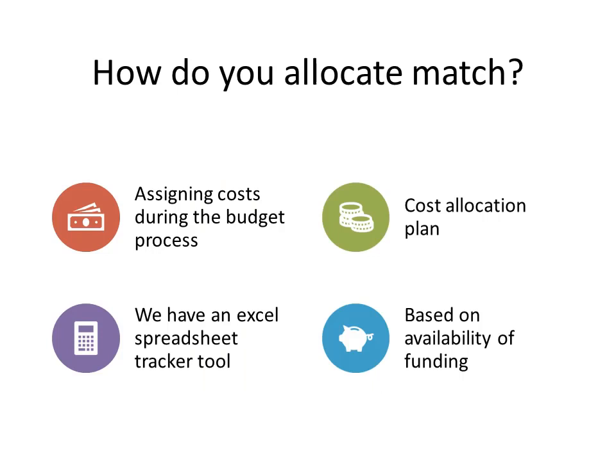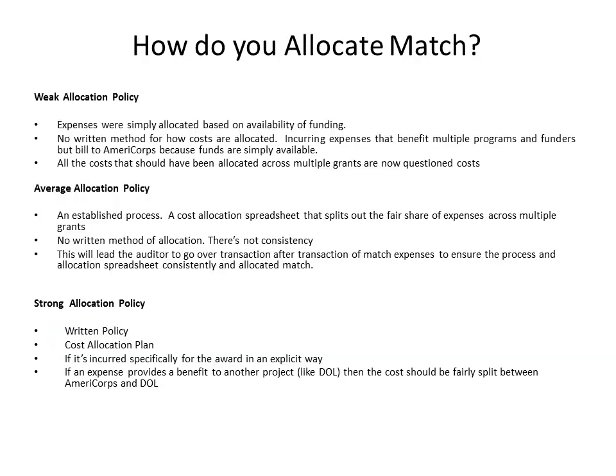We've seen many methods on how programs allocate match, but a few good ways that some programs have allocated match appropriately are that they've assigned costs during the budget process, they provided a cost allocation plan, and they have some sort of Excel spreadsheet tracker tool. I want to go over a few scenarios. On the screen we have 3 allocation policies. We have a weak policy, an average policy, and a strong policy.